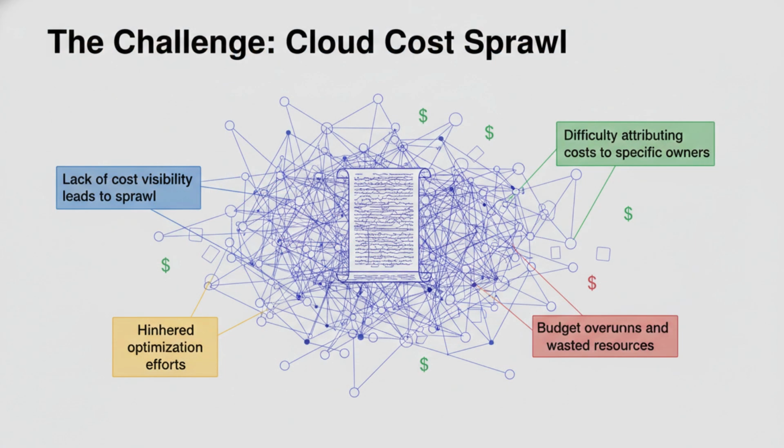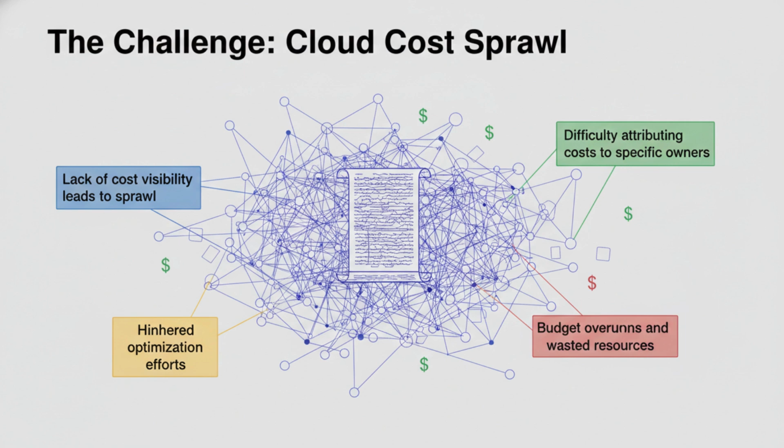Many organizations struggle with cloud cost sprawl, where overall spending increases without clear attribution. Imagine a massive cloud bill where everything is lumped together. It's impossible to tell which team, project, or application is driving specific costs. This lack of transparency leads to wasted resources, budget overruns, and frustration. Without granular reporting, identifying areas for optimization becomes a guessing game, hindering innovation and strategic planning.